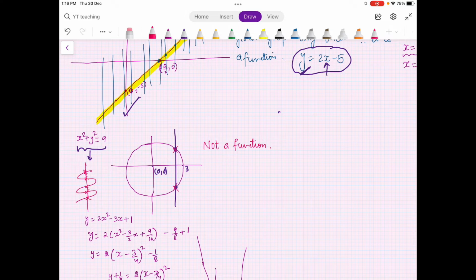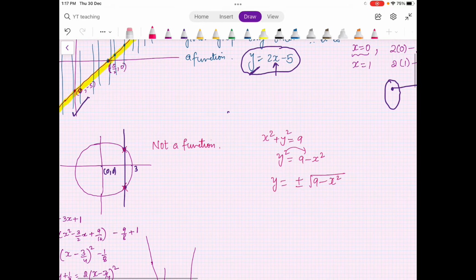The only point is we should get more than one point of intersection. So this is not a function. And now we can try seeing another way. For example, I have x square plus y square is equal to 9. From here, y square is equal to 9 minus x square. If I take the square root on both sides, I get y is equal to plus minus square root of 9 minus x square.